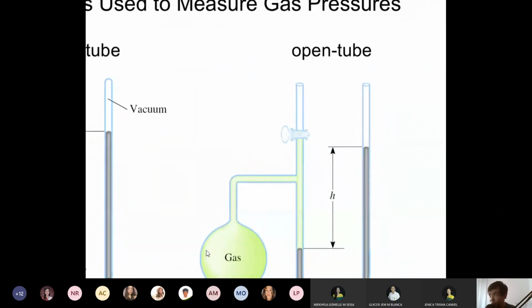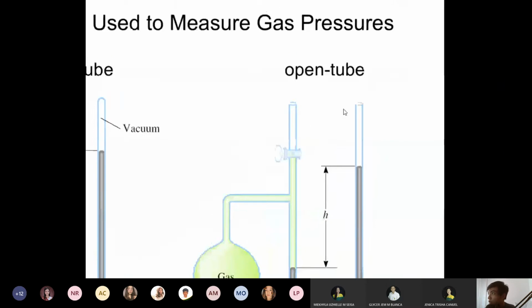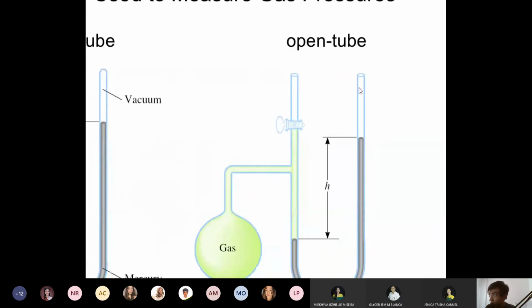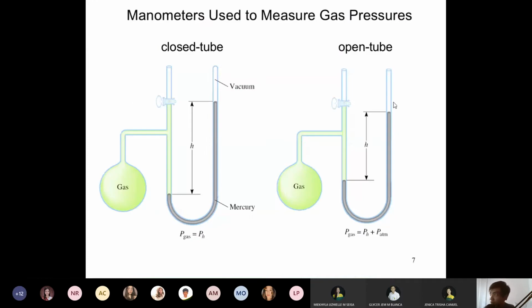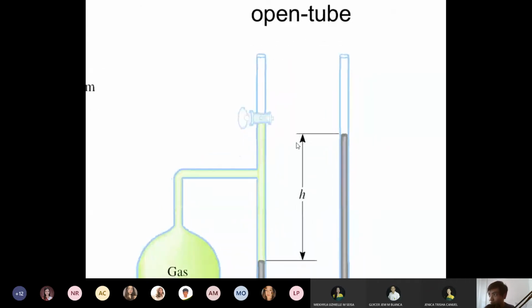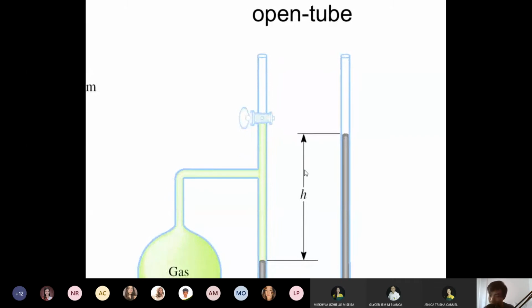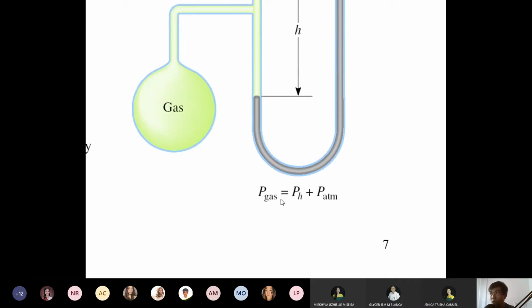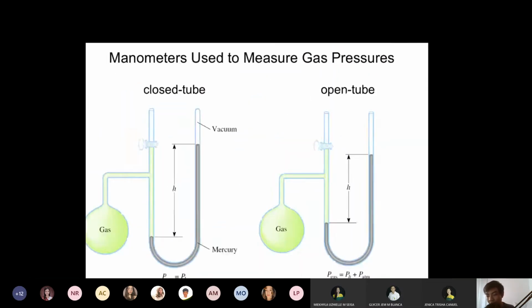For open tube naman, mapapansin natin dito is that open yung ending dito. Dito close. Ito open. So, dito open tayo. So, that means itong open tube natin, we have to account for the atmospheric pressure in order to get the correct pressure of the gas. So, yung makukuha mong height difference, that is not the pressure of the gas itself. You have to account for the atmospheric pressure. So, that's why the pressure of the gas is the sum of the pressure of the gas itself, yung height difference, plus the atmospheric pressure, which is usually 1 atmosphere.